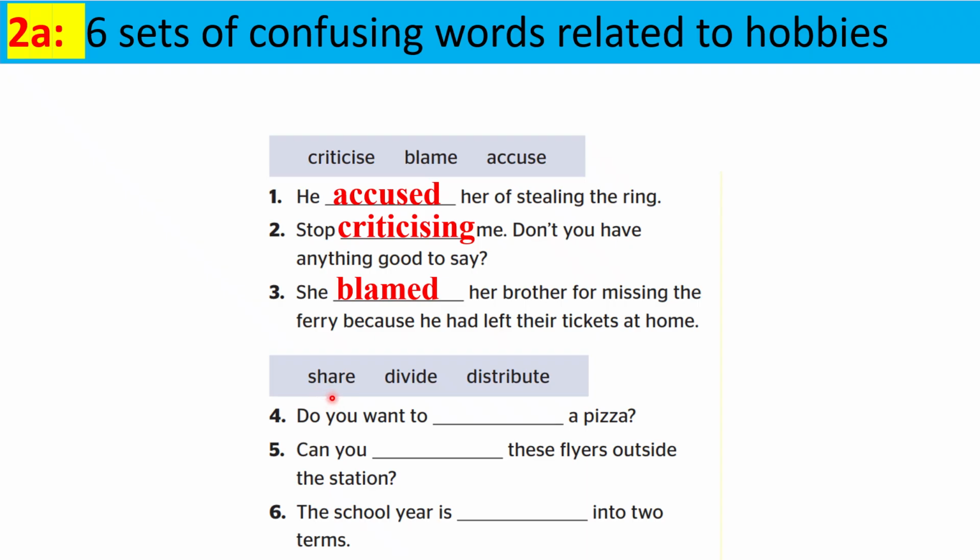Okay, the next group of confusing words is share, divide, and distribute. Do you want to share a pizza? So what do you think here? Okay, share a pizza, which means you take what I have, we have it together. Then, can you distribute these flyers outside the station? Okay, so distribute, which means you give to everyone. And finally, the school year is divided into two terms. Yeah, we have already seen divided into or split into.